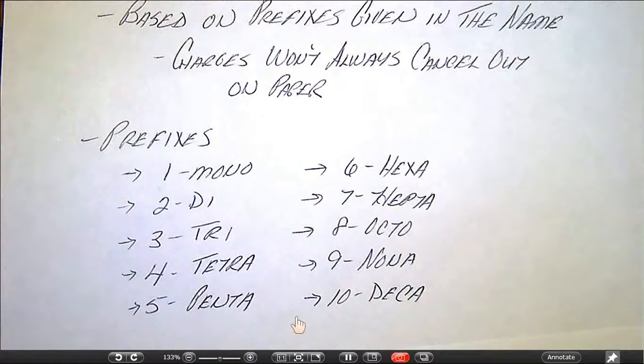These are the prefixes that you will need to know in order to write balanced covalent compounds. Mono, di, tri, tetra, penta, hexa, and hepta. You will see those most often. Octo, nona, and deca are usually found in organic compounds. Since we are in an inorganic chemistry class, you won't see 8, 9, or 10 very often.